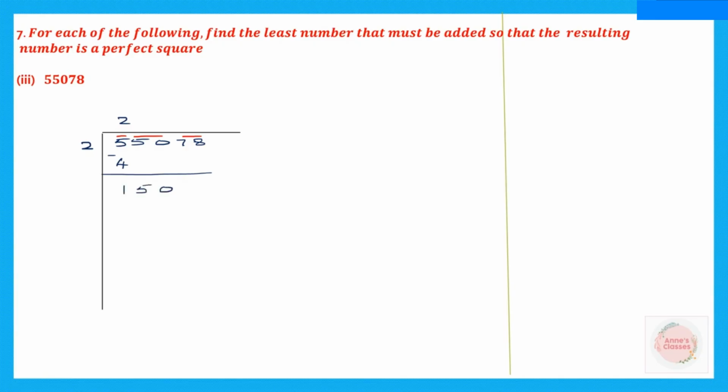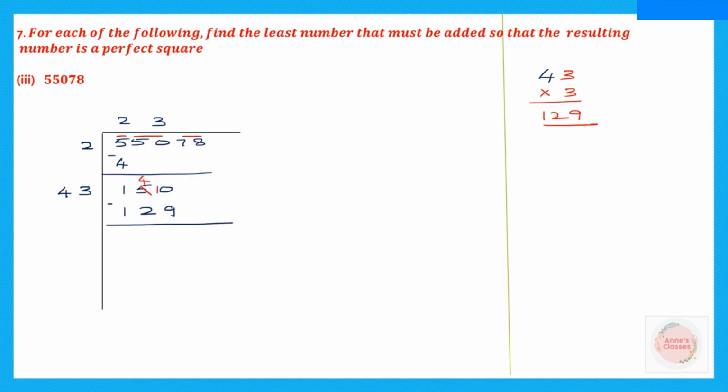Next, double the quotient. 2 into 2 is 4. Next, write a digit next to 4, multiply and get a number close to 150. We are taking 4. Next to that, let's write 3 into 3. 3 3s are 9. 3 4s are 12. 129. So here next to 4, I'm writing 3. So it becomes 43 into 3 is 129.